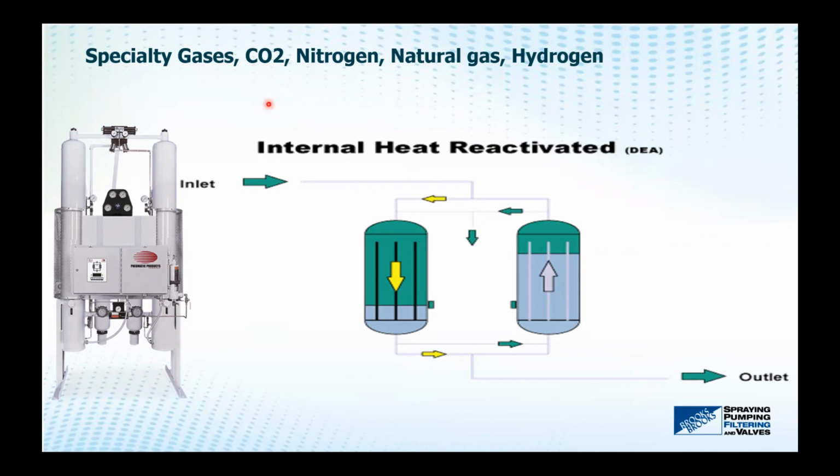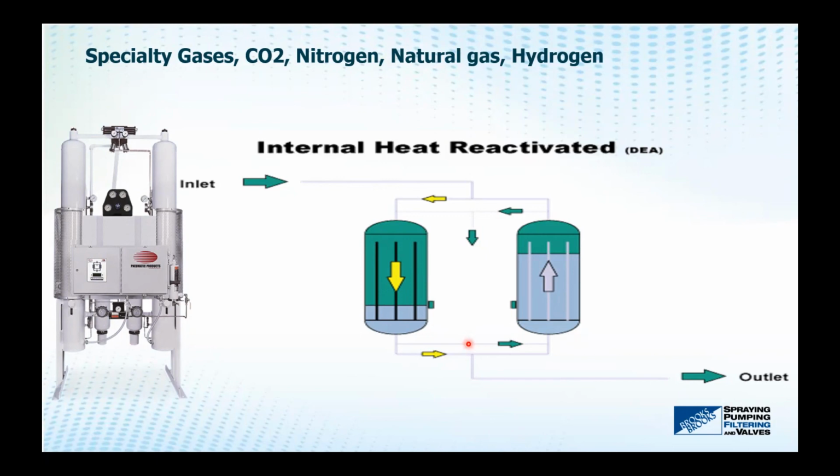So if you have an expensive gas, CO2, nitrogen, natural gas, hydrogen, you don't want to be wasting any of that gas. So this is just another design where you'd still have your pre-filter, and this unit would have internal heaters. So it benefits of radiant and convection heat to do the regeneration on the regeneration cycle here. But basically it's similar to a heatless dryer, but instead of using 15% gas, you're only using 2% gas.